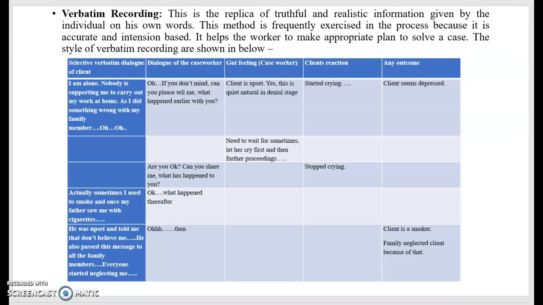So as a social worker, you have your own feelings, no? When the client shares, you can understand the situation of the client. Then the client's reaction: you need to observe the client's reaction and you need to record it. Started crying. When you raise that question, the client started crying. Then outcome, the client seems depressed.